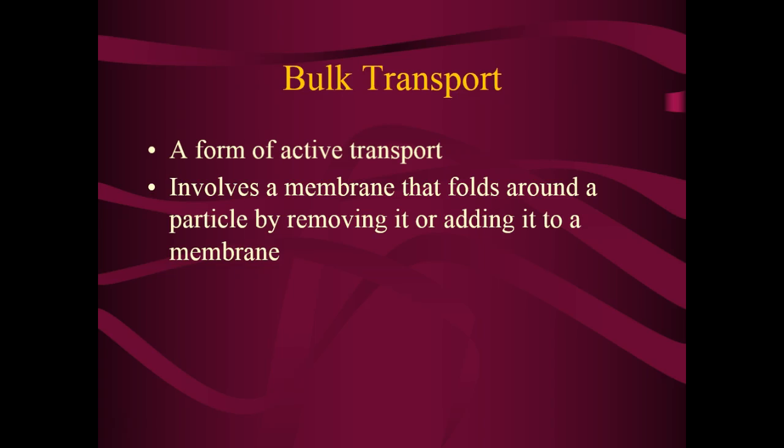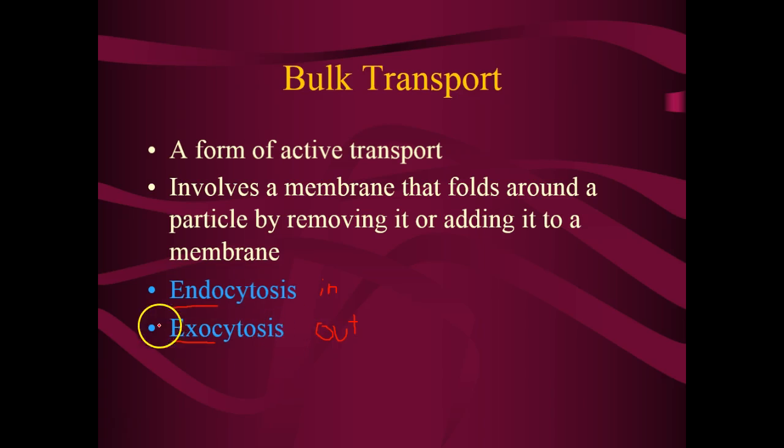Bulk transport is made up of two main processes. One is endocytosis and one is exocytosis. Endocytosis is what it sounds like. It's taking materials into a cell. Endo means into, and exo means out of or exiting. So endocytosis is taking materials in, and we're talking about large materials. And exocytosis is taking materials out of the cell, or excreting materials out of the cell.